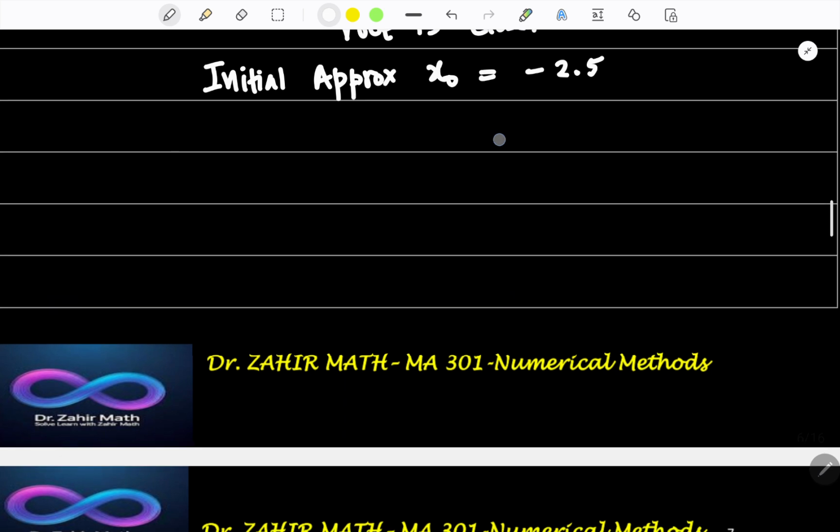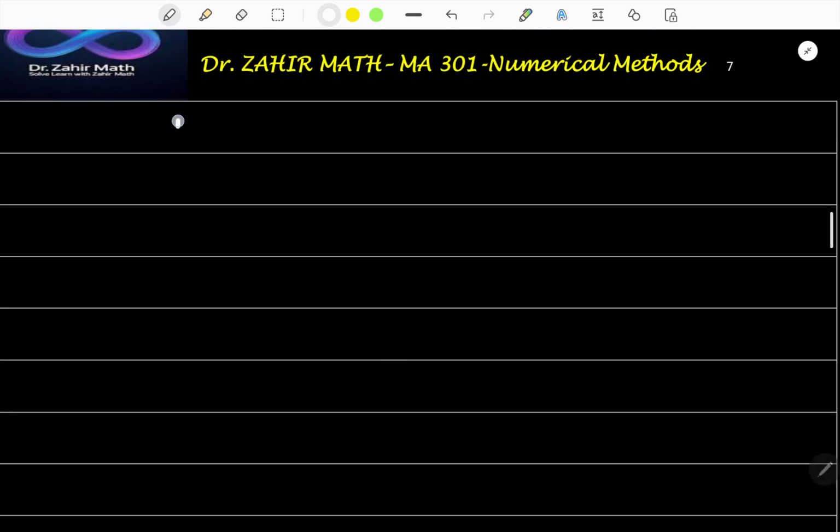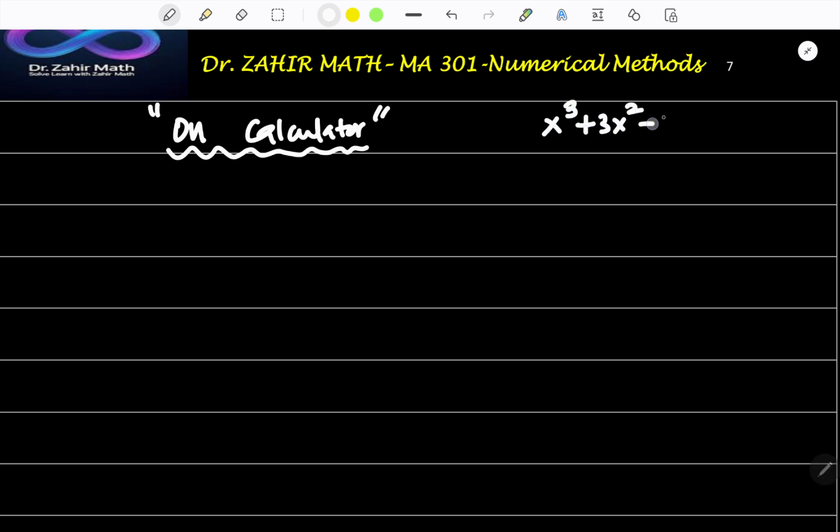Ready. So on the calculator, what do we need to type? This is very, very important. Here we are going to type the formula, a simple thing, not like computer programming. So what is the question? The question is x cube plus 3x square minus 1.